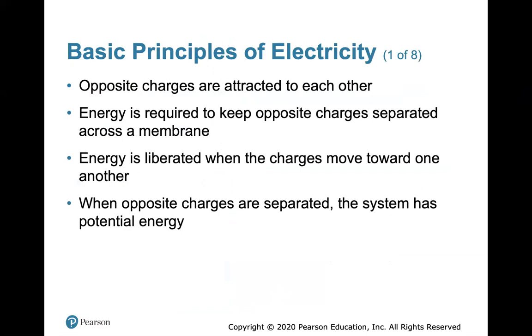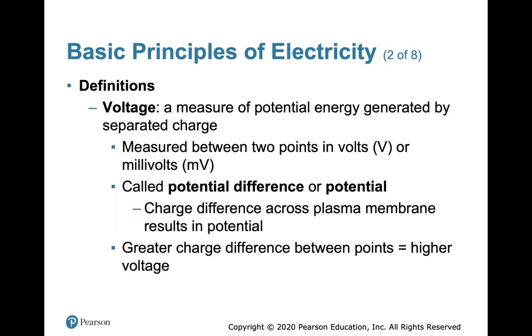So the basic principles of electricity, because we're talking about a charge that exists across the membrane of the neuron, are that opposite charges are attracted to each other. Energy is required to keep opposite charges separated, and energy is liberated when the charges move toward one another. When opposite charges are separated, the system has potential energy.